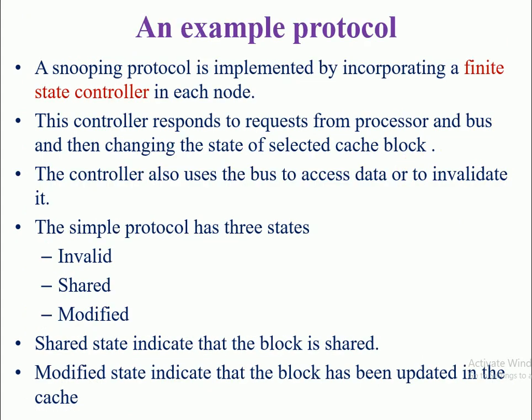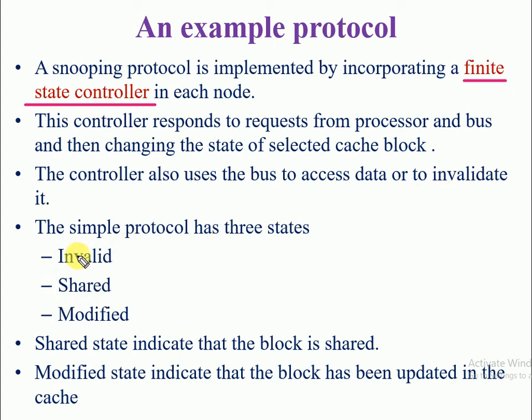Now an example situation is given. A snooping protocol is implemented by incorporating a finite state controller. So there will be a finite state diagram that represents the control between these states, like exclusive or access and all. And this controller responds to requests from the processor and bus, changing the state of the selected cache block. The controller also uses the bus to access data or to invalidate it.